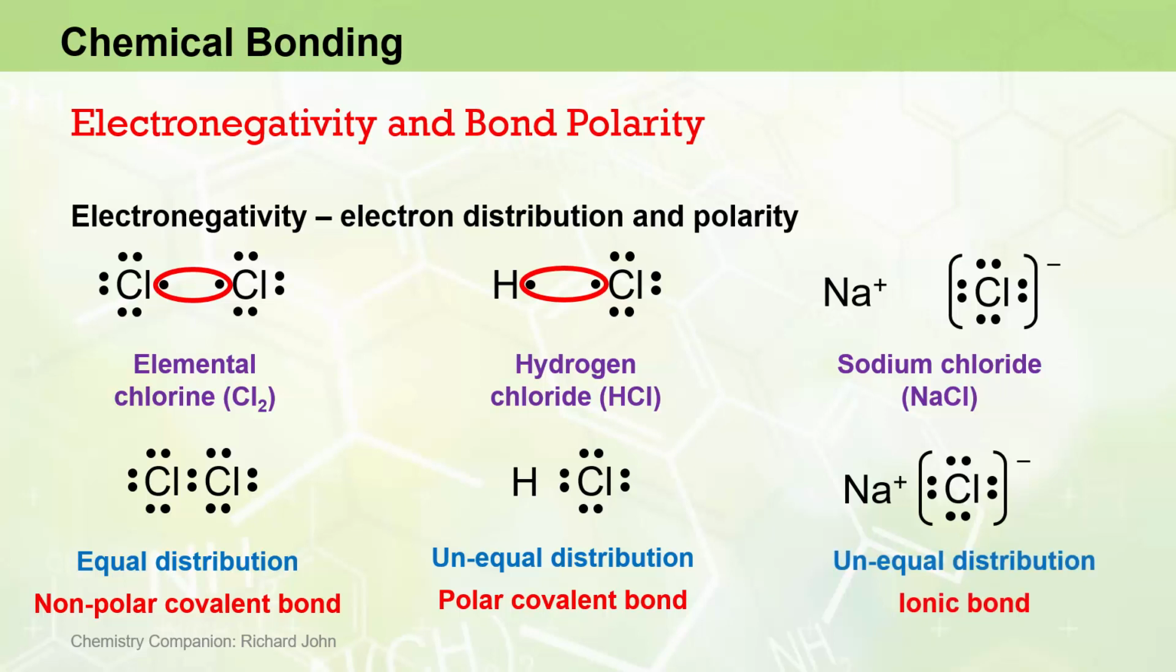very much unequal. These 3 structures shown on this slide demonstrate the full continuum of bond types from nonpolar through polar covalent to ionic. We will discuss this continuum in a bit more detail in a moment, but I first want to illustrate another way of representing the unequal distribution of electrons within bonds.